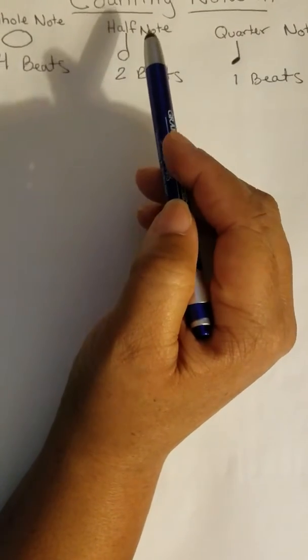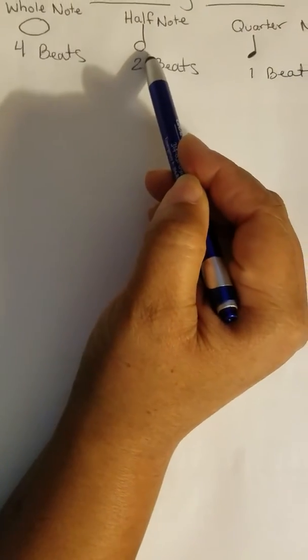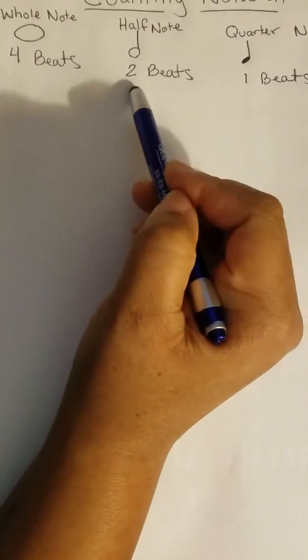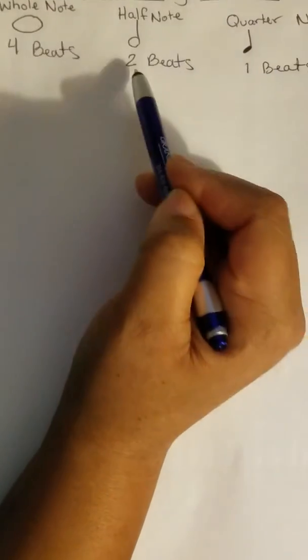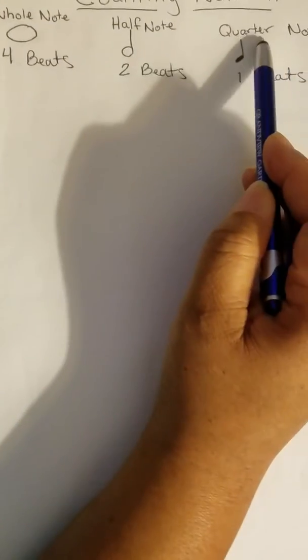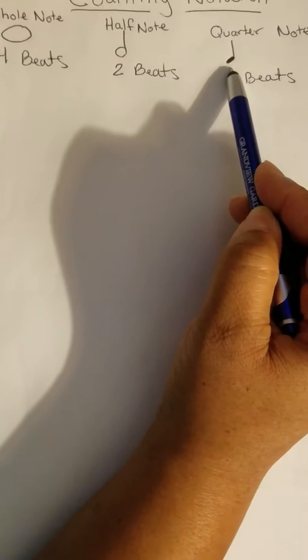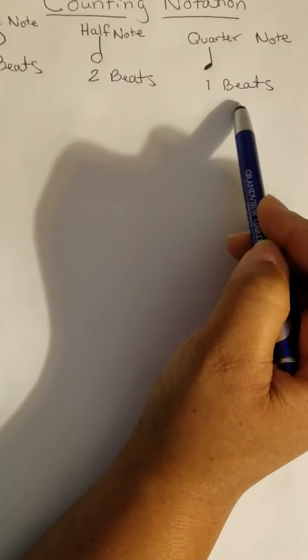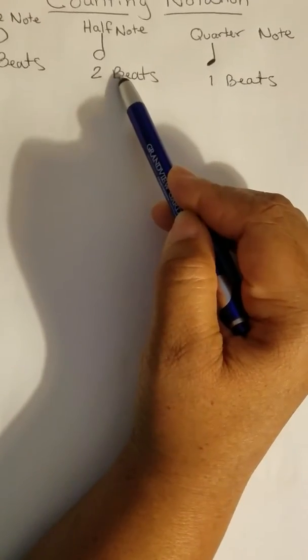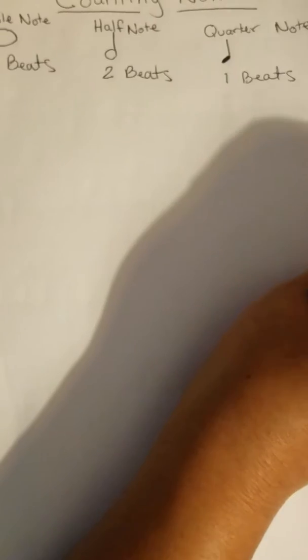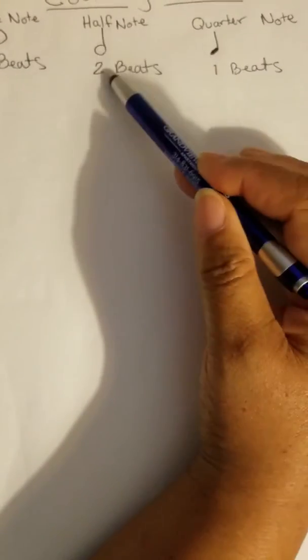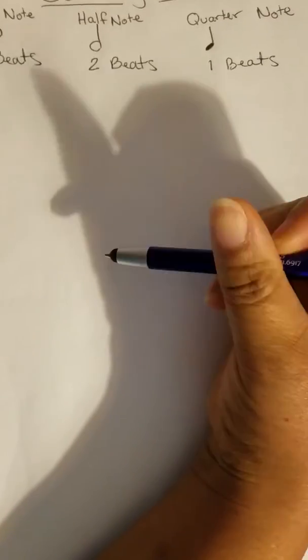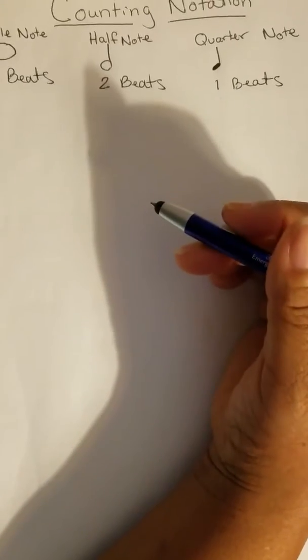The second note is a half note, which looks like this. It is worth half of a whole note, which is 2 beats. And a quarter note, which you see pretty often, is equal to 1 beat, which is half of a half note. Each one is half of the previous one. All right, the values of these notes are 4, 2, and 1, only in 4/4 timing.